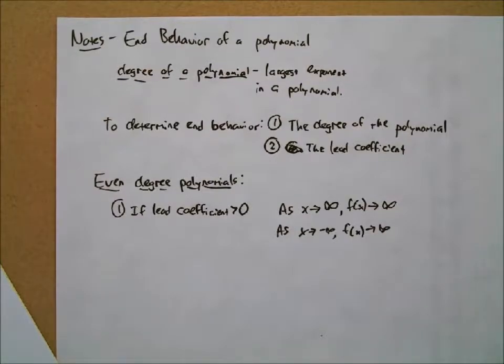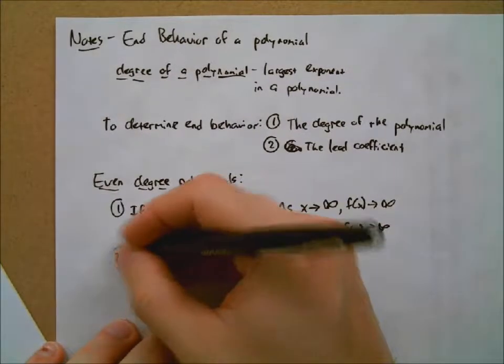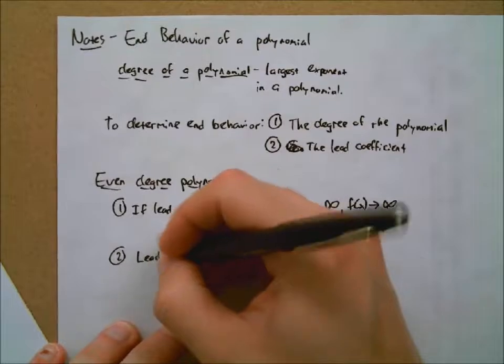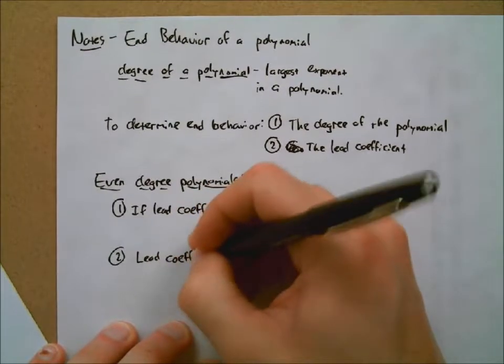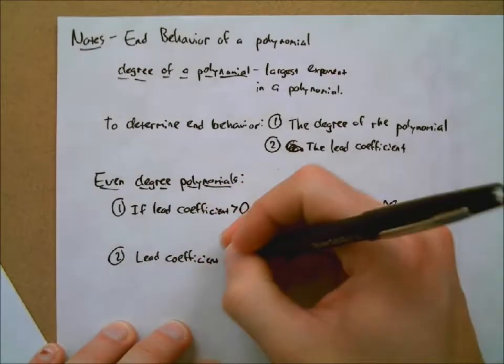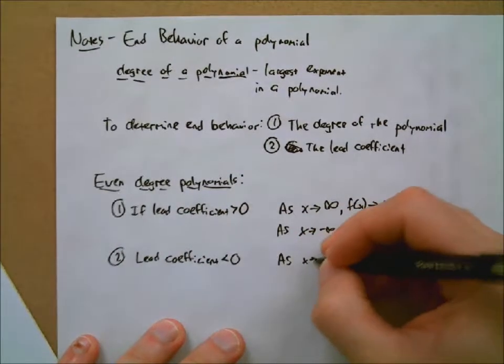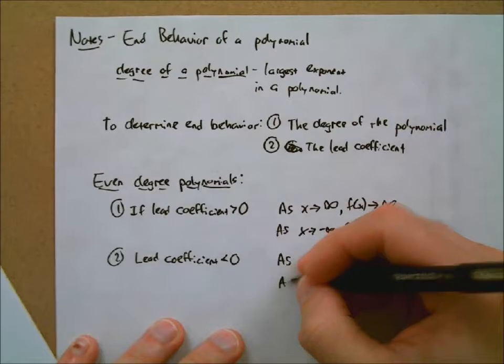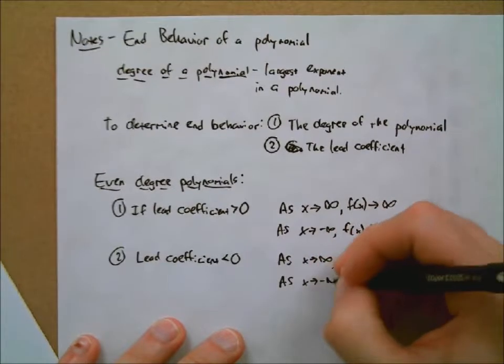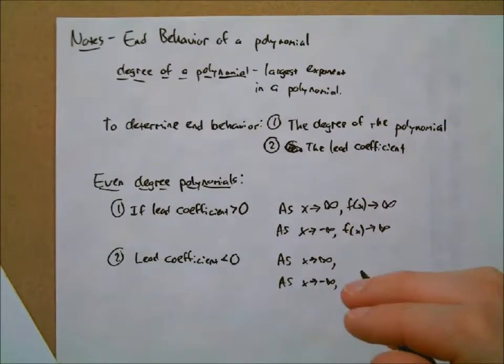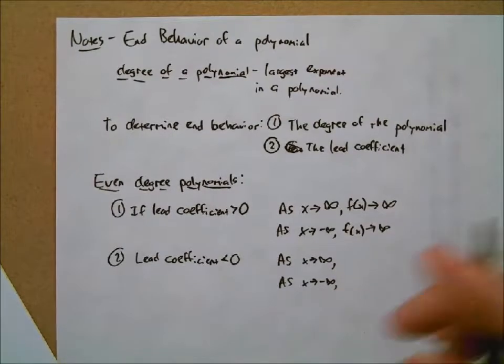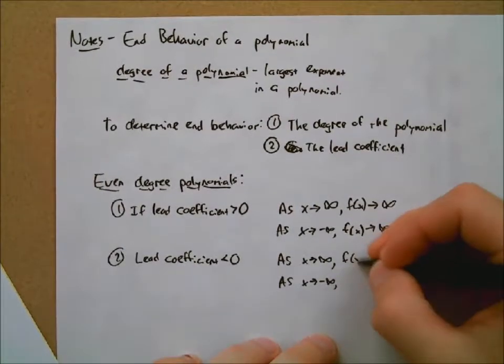Then if we flip that, and we say the lead coefficient is less than 0, well, we're still going to have behavior as x approaches infinity and as x approaches negative infinity, right? We always have a behavior, for polynomials at least, as you go really, really far to the right, as you go really, really far to the left. So both of these will stay the same.